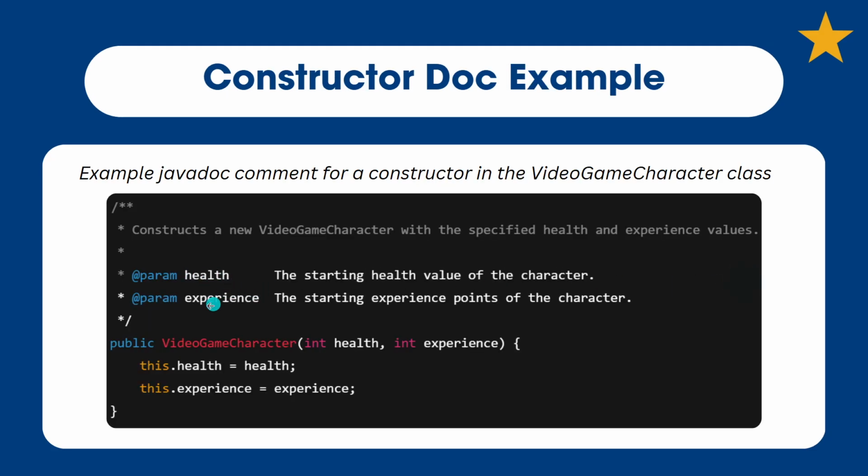So here's an example. If we were initializing the video game character object with health and experience values, then we'd say param health, the starting health value of the character. Param experience, the starting experience points of the character. And then the description.